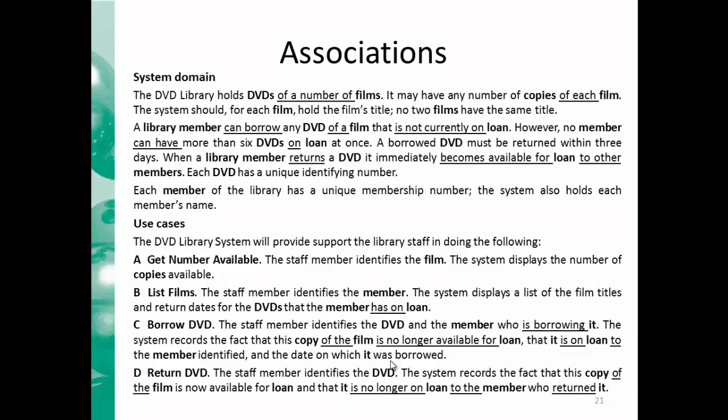Here are the underlines showing the possible associations between classes. Classes appear in bold text, and you can see, for example, DVDs of a number of films. There's a relation between DVD and films. Library member can borrow a DVD of a film. So you can see that text with underline represents a candidate association between classes.